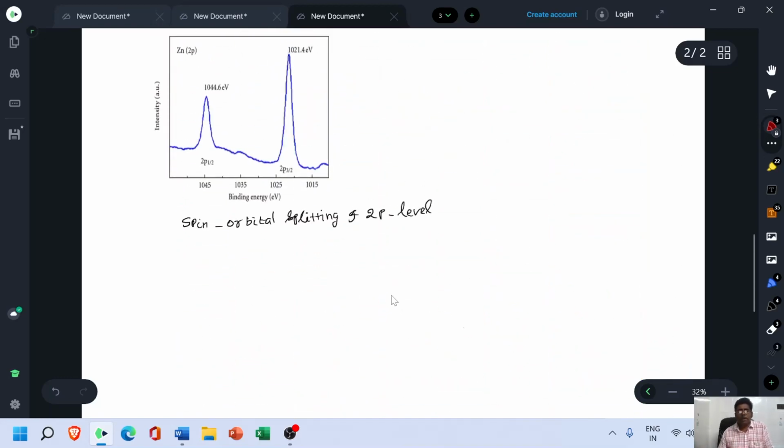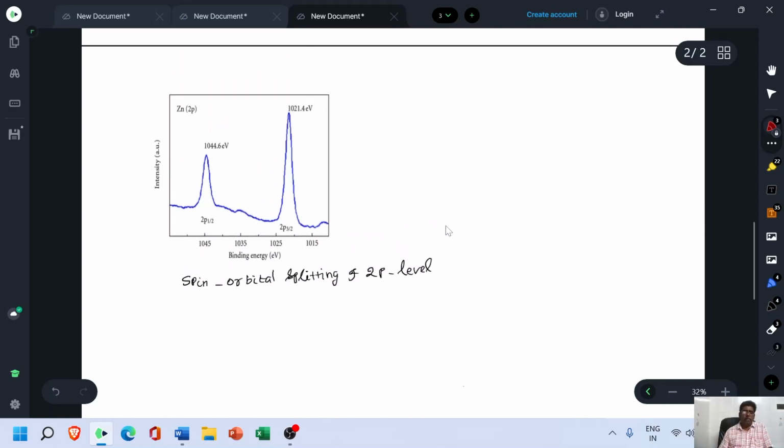Now come to this spectrum. 2p orbital splitting, spin orbital splitting of 2p level. This is for ZnO. In the case of ZnO, spin orbital splitting of 2p level is observed. This is the XPS spectrum of ZnO.